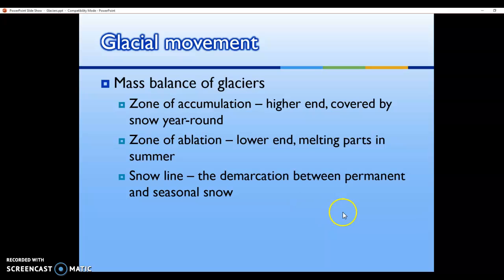It separates the two. So that's essentially where we have a zero factor. So in the zone of accumulation, you're accumulating, so there's more and more snow, so it's growing. The zone of ablation is shrinking, and at the snow line, it's a net effect of zero. It's neither growing nor shrinking.